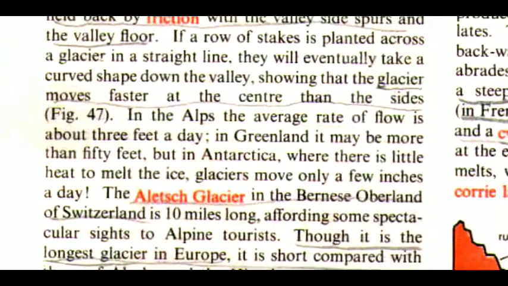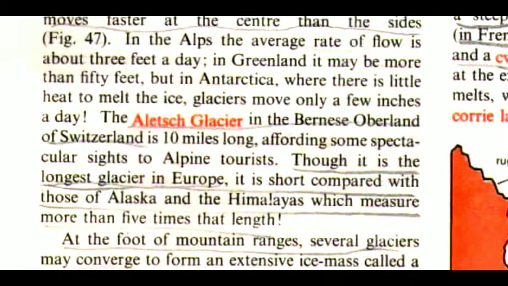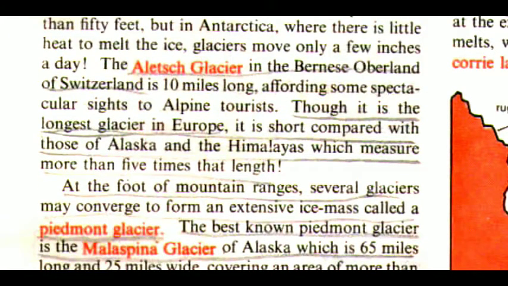In the Alps, the average rate of flow is about 3 feet a day. In Greenland, it may be more than 50 feet, but in Antarctica, where there is little heat to melt the ice, glaciers move only a few inches a day. The Aletsch Glacier in the Bernese Oberland of Switzerland is 10 miles long, affording some spectacular sights to alpine tourists. Though it is the longest glacier in Europe, it is short compared with those of Alaska and the Himalayas, which measure more than 5 times that length.